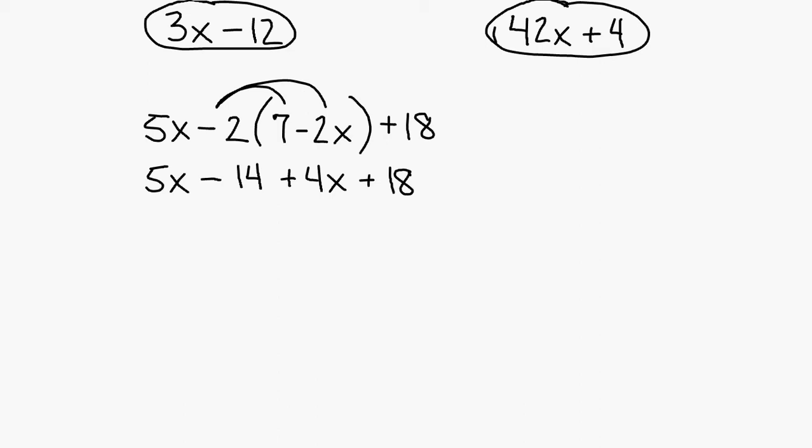And now you've got to combine your x's, which is your 5x and your 4x. All right, and 5x plus 4x is 9x. And then you've got to combine your regular numbers. And it's a negative 14 plus an 18. So in your calculator, type negative 14 plus 18, and you should get a positive 4. And that would be your simplified answer.